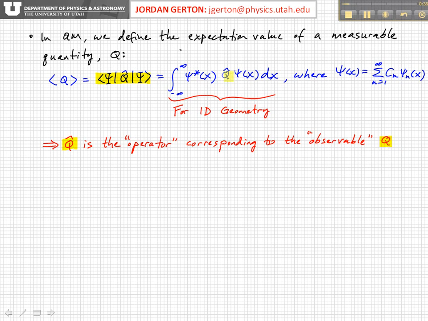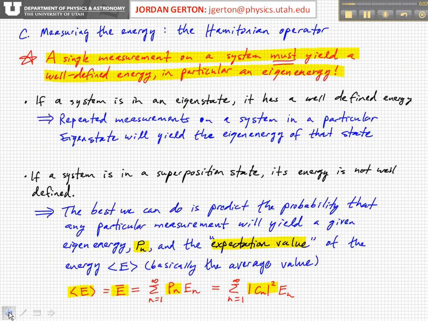So first you take the operator, you operate on the wave function psi sub x, then you take the inner product of that with the complex conjugate of the wave function, you integrate that over all space, and that gives you the expectation value. So this is very much like how we defined over here the average value of a particular quantity. In this case, the energy. It's the probability of getting that energy times the energy, and then you sum over all states.